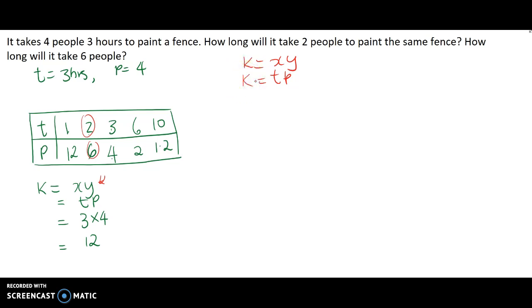To find, it says how long, so that means we need to find t. So therefore, k is always going to be 12. It's a constant. So 12 is equal to t times, for 2 people, 2. So therefore, t is equal to, what do you do to isolate t? You divide by 2 on both sides. So therefore, we get t is equal to 12 divided by 2, which is equal to 6 hours. And if you look, that's what you get. So yes, you can do the table, but you have to know how to show this working as well.